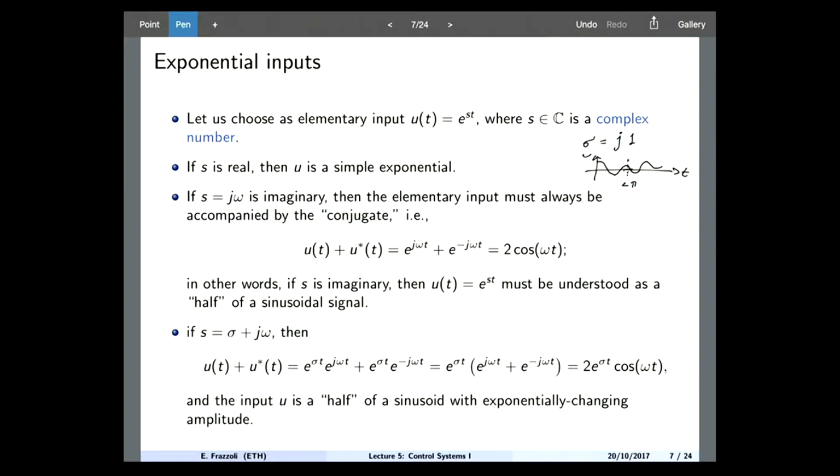0, right? If I choose s to be equal to 0, then u would be e to the power 0t, which would just be 1. So you see that this exponential family of inputs allows you to represent constant inputs, and allows you to represent anything that is a periodic function, because you can always write a periodic function as some sum of sines and cosines.